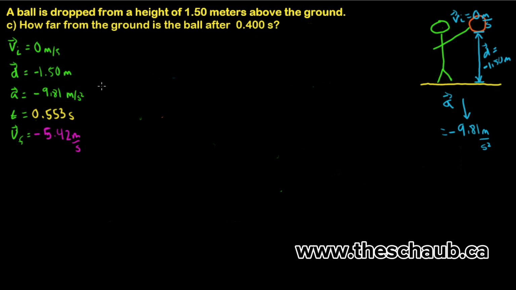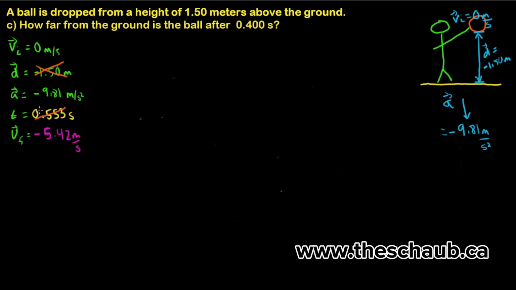So some of our variables and some of the aspects of our diagram no longer apply. Let's start with our variables. So our Vi is still 0 meters per second. The ball is released. It's not thrown downwards. We found in part A that it takes 0.553 seconds for the ball to reach the ground. So we know the ball's not going to reach the ground in 0.4 seconds. Gravity is still gravity. It's equal to negative 9.81 meters per second squared.